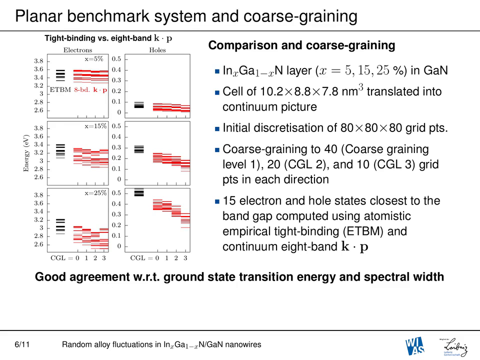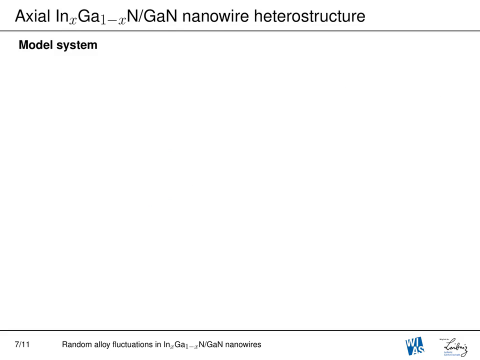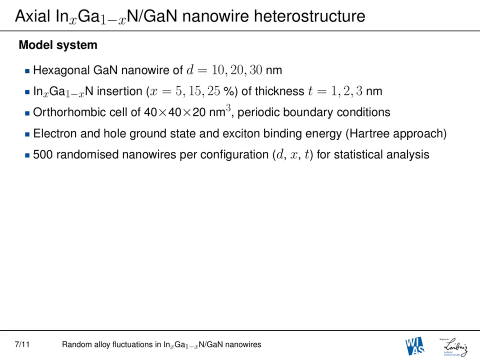Now let's move on to the system that we are actually interested in, namely an axial indium gallium nitride nanowire heterostructure. We assume we have a hexagonal gallium nitride nanowire of pretty thin diameters of 10, 20 or 30 nanometers, containing one indium gallium nitride insertion of an indium content of 5, 15 or 25%, and a thickness of this insertion of about 1, 2 or 3 nanometers. We make use of an orthorhombic cell here to maintain the correct symmetries of the hexagonal wire, and given that we are in a plane wave framework, we of course have periodic boundary conditions intrinsic.